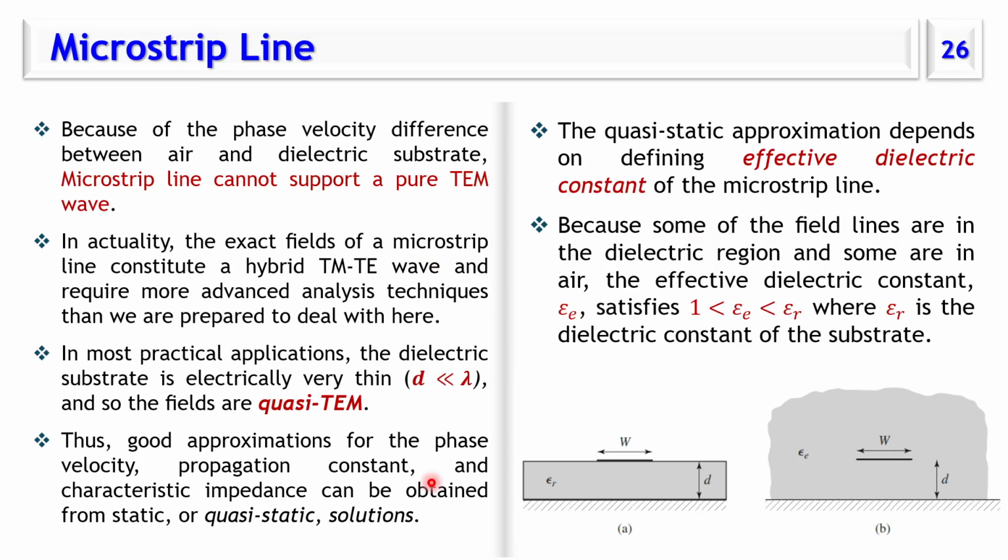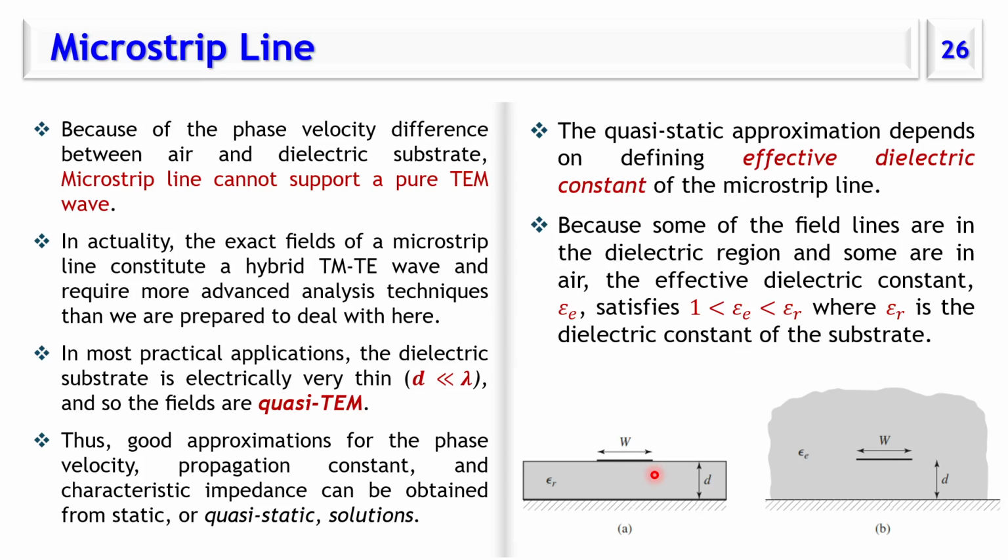Quasi-TEM mode is valid if the separation is much smaller than lambda, and we can do this sort of translation. For this structure, this is the real structure, and this is the equivalent structure. In the equivalent structure, all the media is a dielectric material with a dielectric constant called the effective dielectric constant. The effective dielectric constant is greater than 1 but less than epsilon r. Its value depends on frequency, geometry, and physical properties of the material.